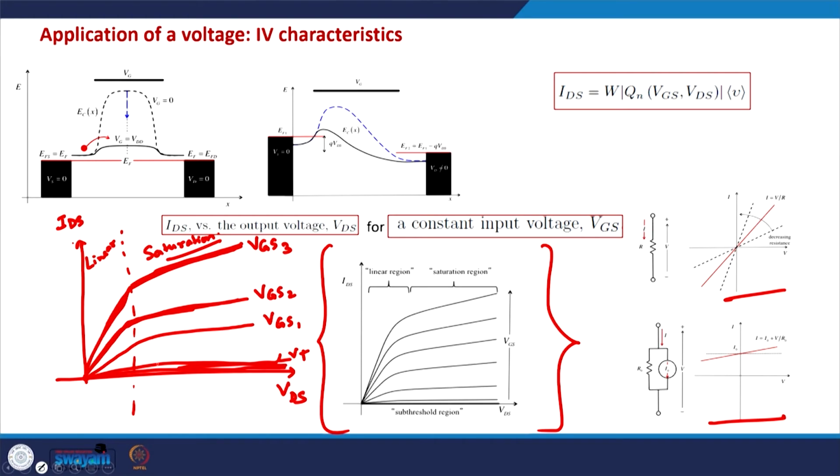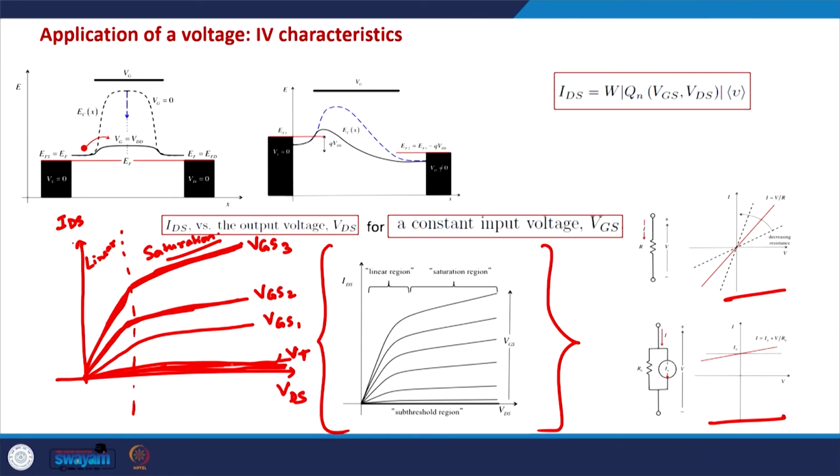Similarly, when VGS is less than VT and there is not enough charge in the channel to conduct the current, there is still a very small current if we apply a drain voltage, and that extremely small current falls in the third regime, which is known as the subthreshold regime. So these are the three regimes of the output characteristics: linear regime, saturation regime, and the subthreshold regime.